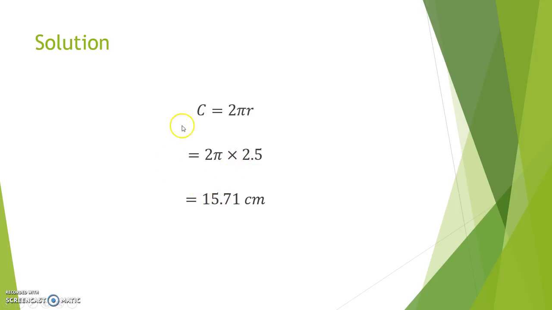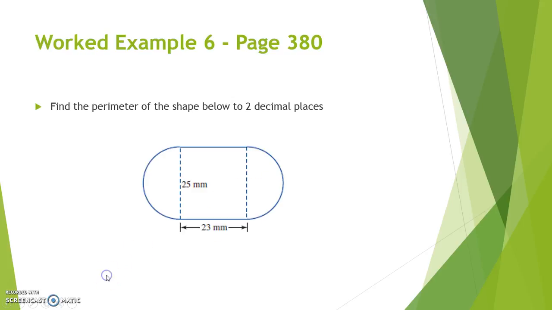So any measurement question has 3 lines of working. That's our communication: the rule, the substitution, and the answer. Don't forget our units are in centimetres this time.